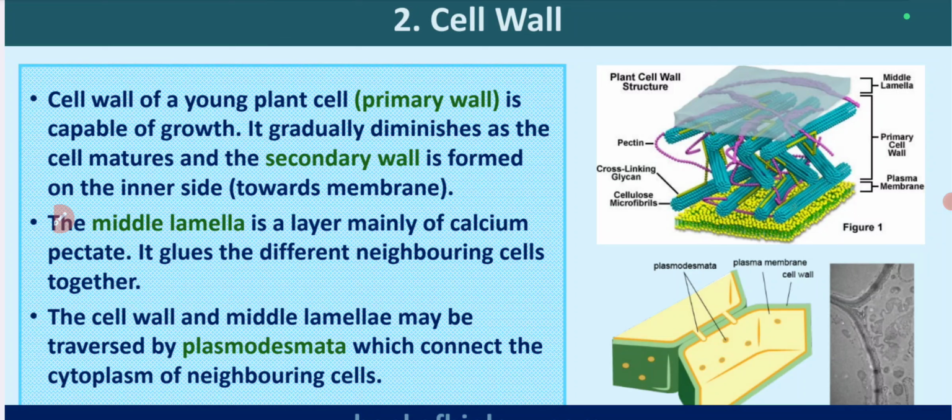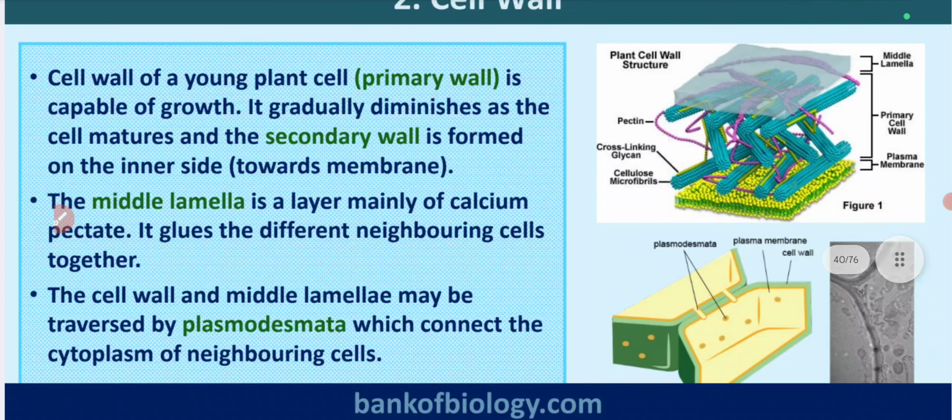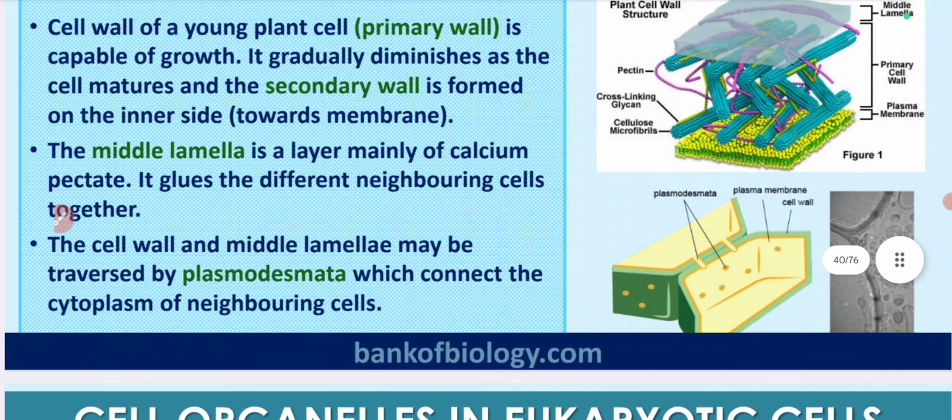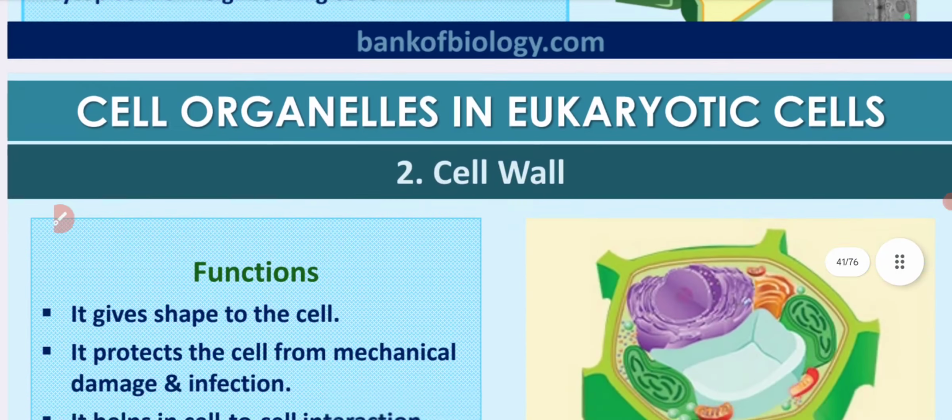You can see in this diagram middle lamella, primary cell wall, plasma membrane. The cell wall and middle lamella may be traversed by plasmodesmata which connect the cytoplasm of neighboring cells. You can see plasmodesmata also labeled in the diagram, which connect the cytoplasm of the neighboring cells and act like a channel between two plant cells.